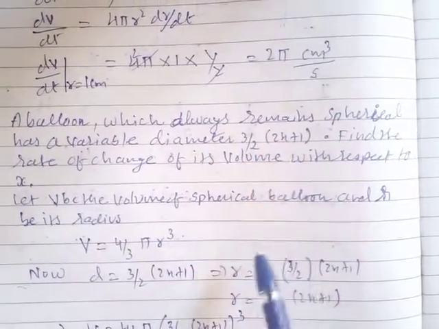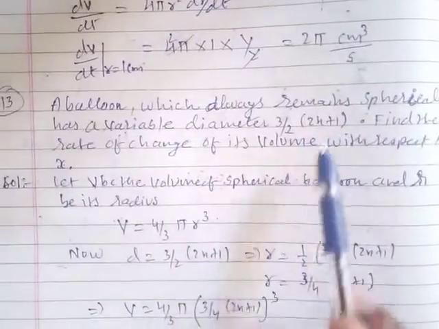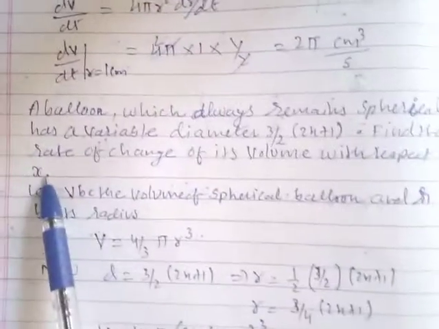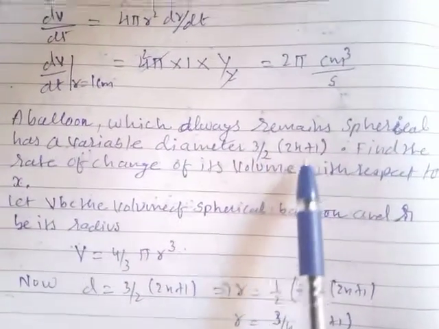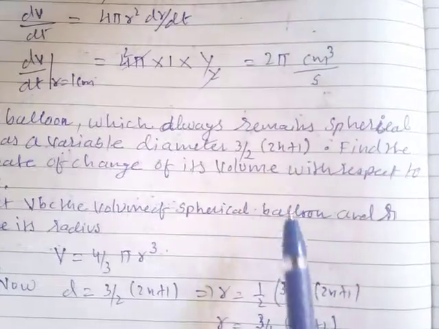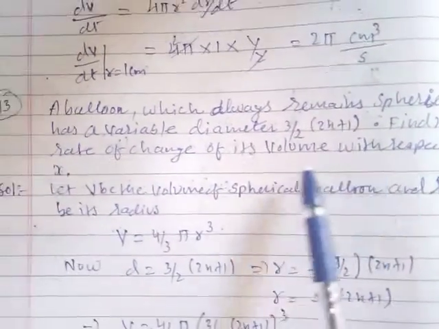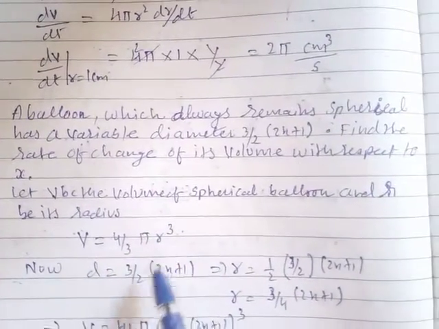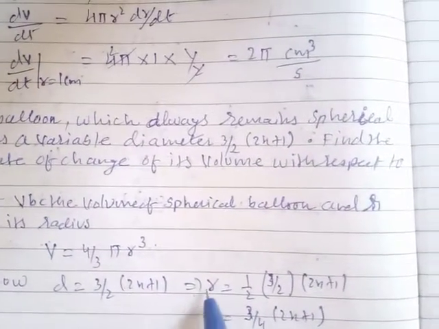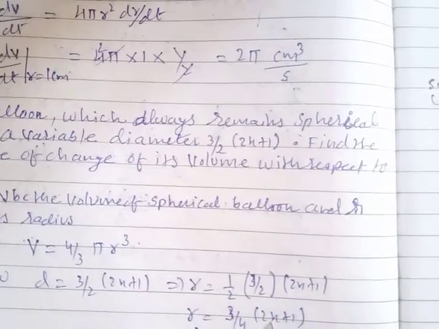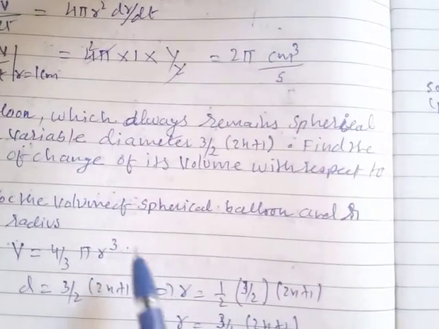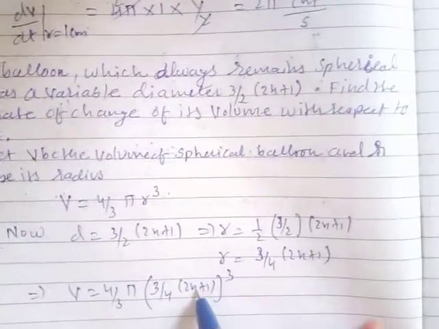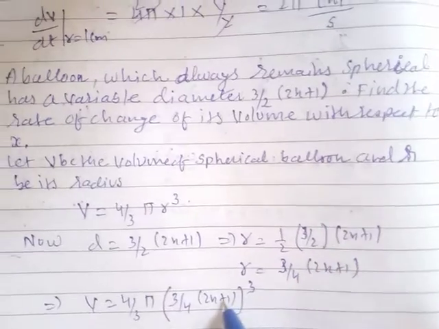We have to find the r value from this in the form of x, because we want to find the volume with respect to x. So from the diameter we find r, and we substitute it so it will be in x form, which is what we want for dv by dx. So volume is equal to 4 by 3 pi r cube. d is the diameter, and half of it will be 3 by 4 (2x plus 1), and you have to substitute here so that it becomes a function of x.